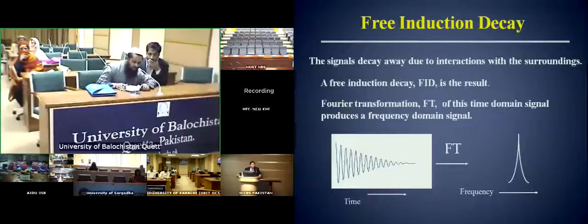Hello, sir. I have a question, sir. Sir, if a 360 pulse of RF is given to the sample, does the sample come back to the relaxed position or not, sir?